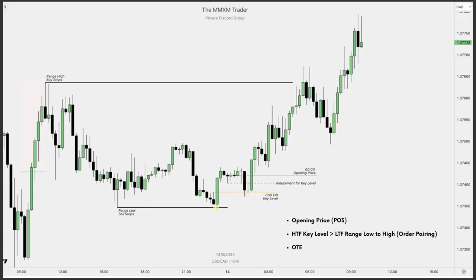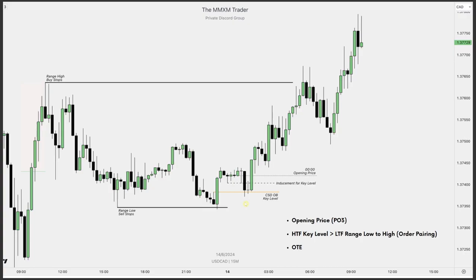Now, we did a little stop hunt here. And why was this stop hunt enough? This was SMT with DXY. So DXY did not take out this range low while USD CAD did, and then it broke up higher, right? Market structure shift over here, then we have a change in the state of delivery, and we can use this order block as a key level. Just like we saw on the DXY weekly chart, right?